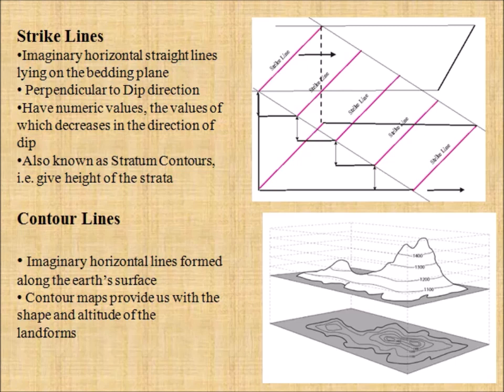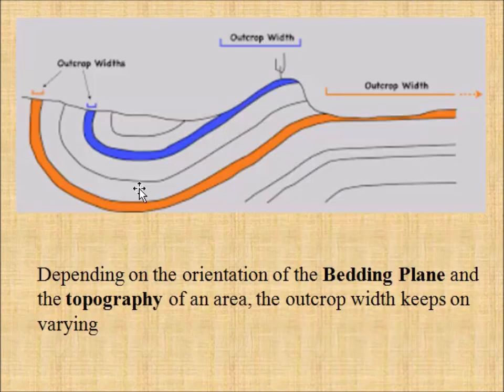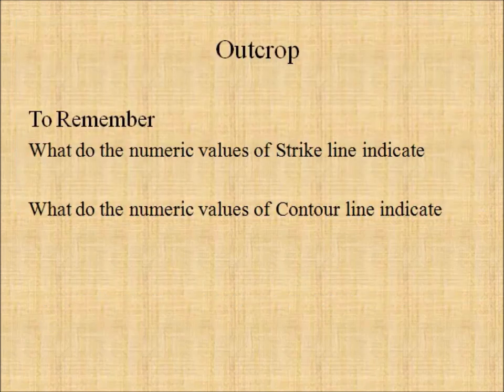bedding plane. Now in this diagram you can see that the rocks are concealed below the earth's surface. Now depending on the orientation of the bedding plane, here it is almost vertical, here it is inclined, here it is almost horizontal, the outcrop width of the same bed will keep on changing. So that depends on the topography of the area.